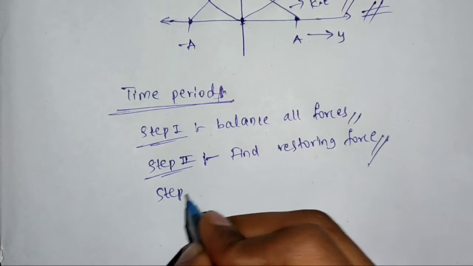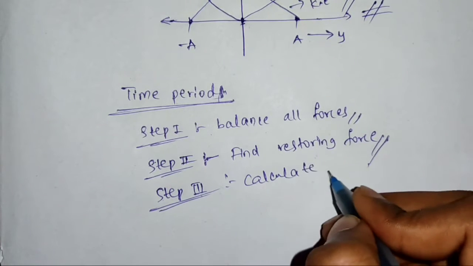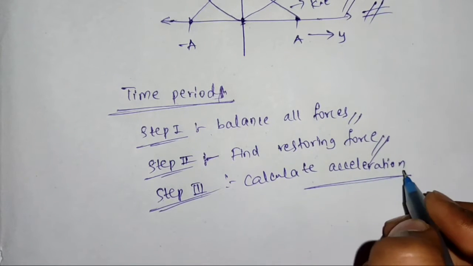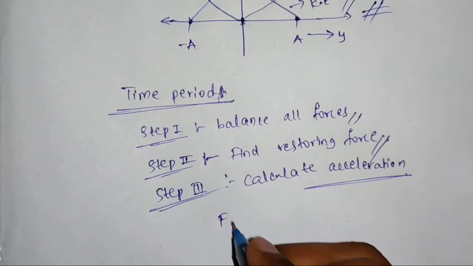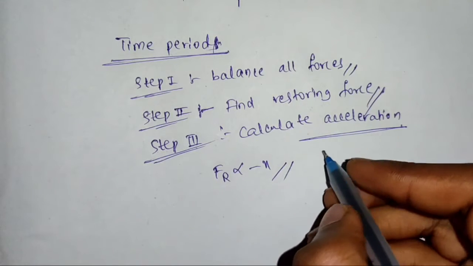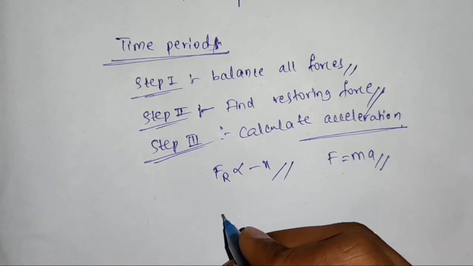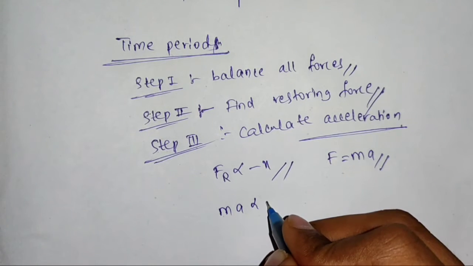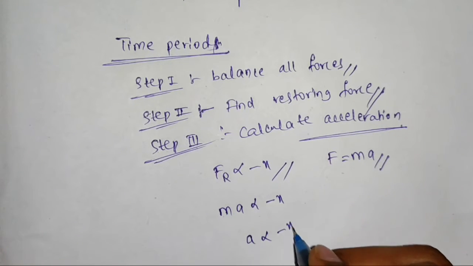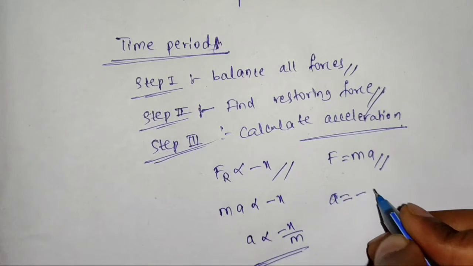And step 3, calculate acceleration. So we get restoring force F directly proportional to minus cx. We know from Newton's second law, F is equal to ma. So mass into acceleration is directly proportional to minus cx, so a is directly proportional to minus cx by m. Acceleration is equal to minus cx by m.